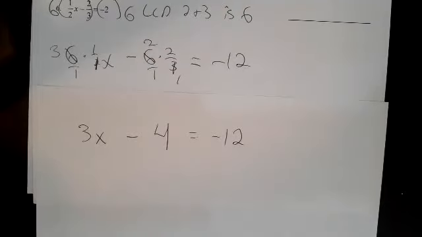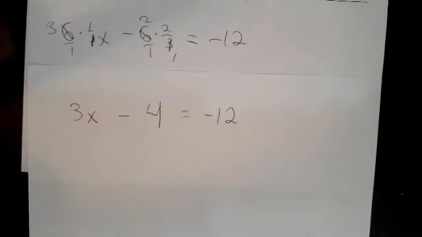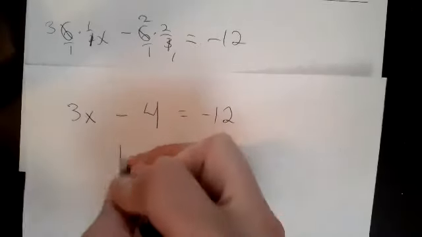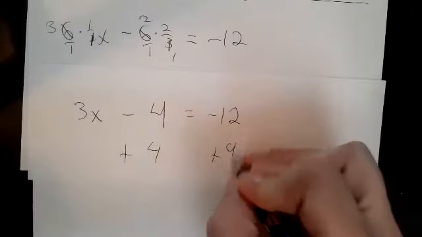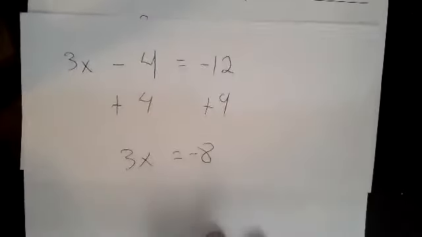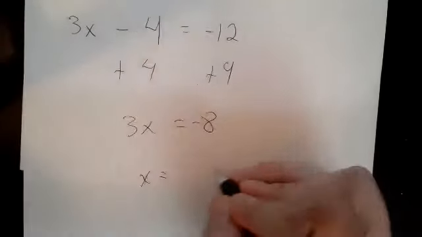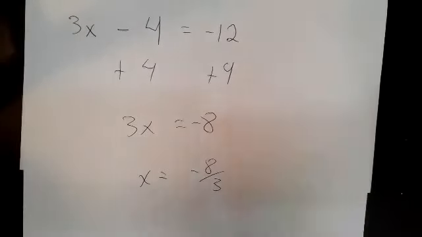And so now I have something that looks like 3x minus 4 equals a minus 12. I'm hoping this looks a lot easier than that first thing they gave you with the fractions. And so now we're going to add 4. And we get something like 3x is a negative 8. And now the next step, we want to solve x. X is a minus 8/3.